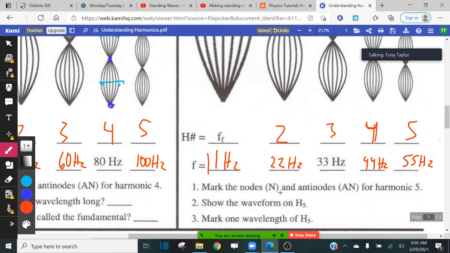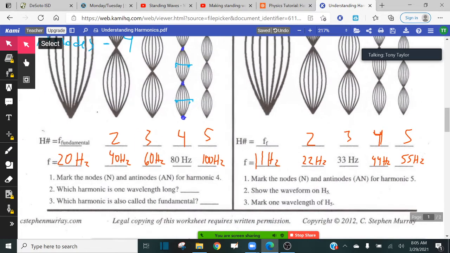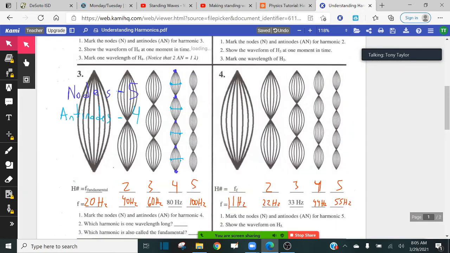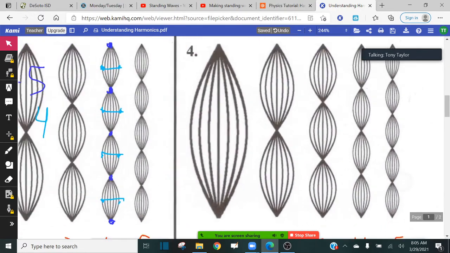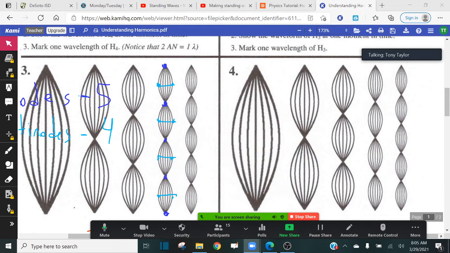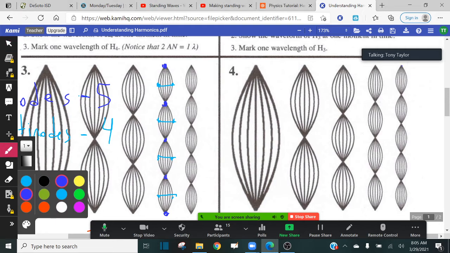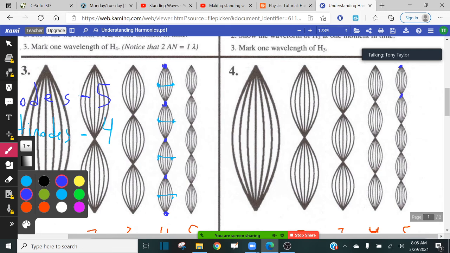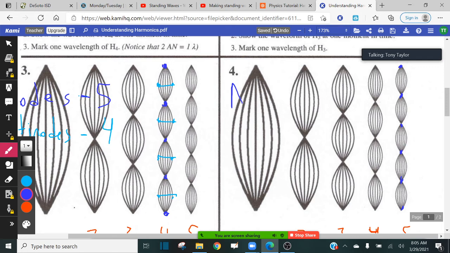Looking at number 1 here, it says mark the nodes and antinodes for harmonic 5. Okay, so zooming in right here at the fifth harmonic, let's mark the number of nodes and antinodes. That's a node, that's a node, that's a node, that's a node, that's a node, that's a node. We have 1, 2, 3, 4, 5, 6 nodes, right there. So we have 6 nodes.